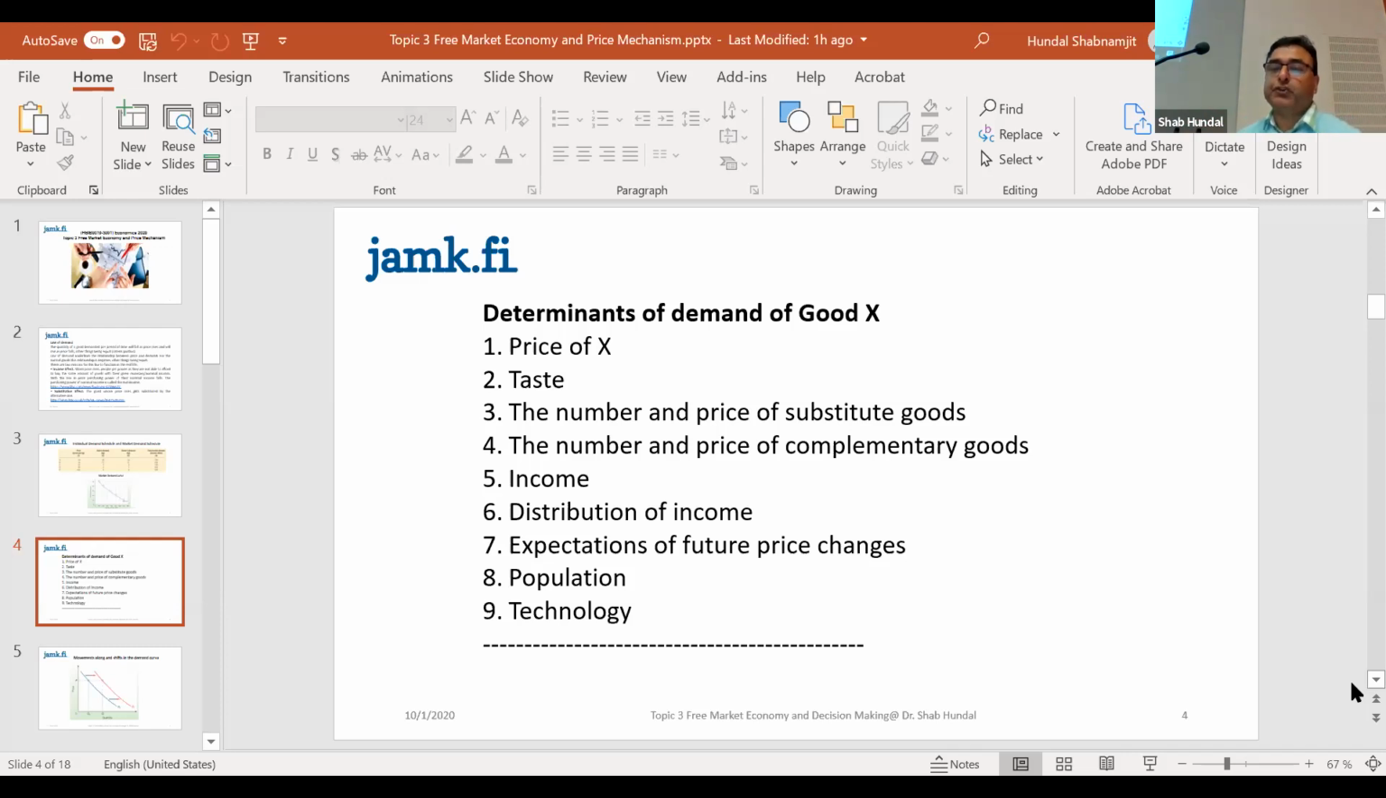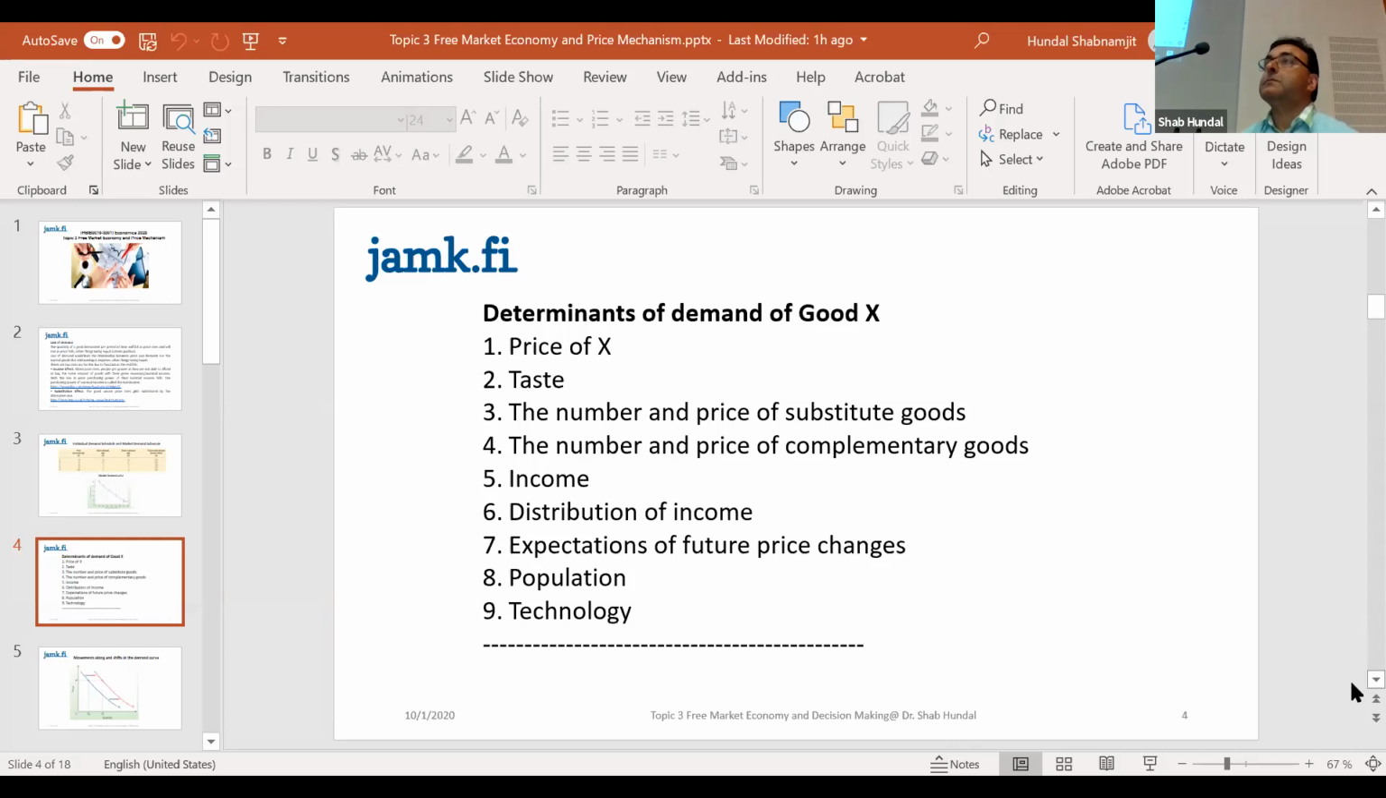Expectation of the future price changes. If you expect the future price to go up, if you expect that the price of X good will rise in the future, what will happen to its demand now? You buy more of it now. And if you hope that the price will drop in the future, you will wait till your perceptions come true.